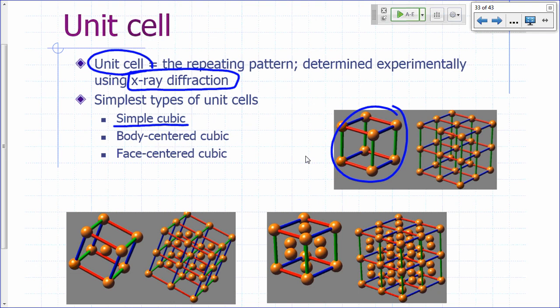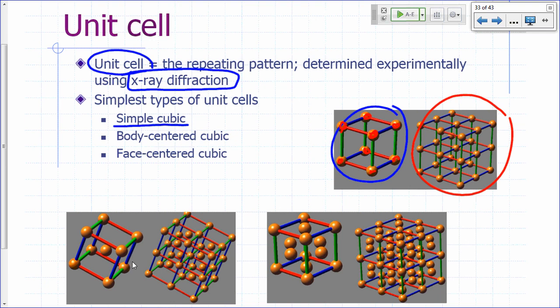Notice you have a cube where at each of the 8 corners of the cube, you have 1, 2, 3, 4, 5, 6, 7, 8. You have an atom, a particle, or an ion at each of the 8 corners. And that's several of those unit cells put together.